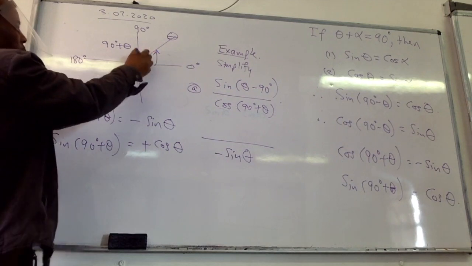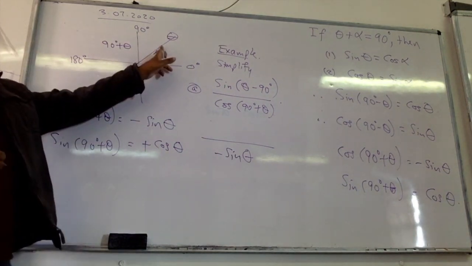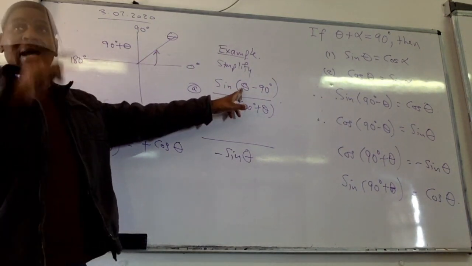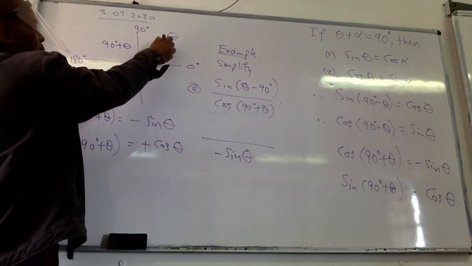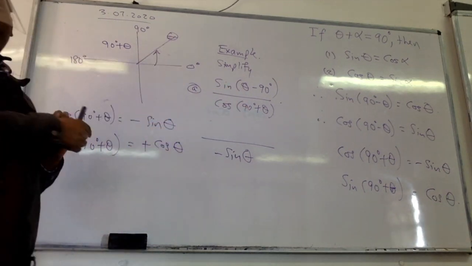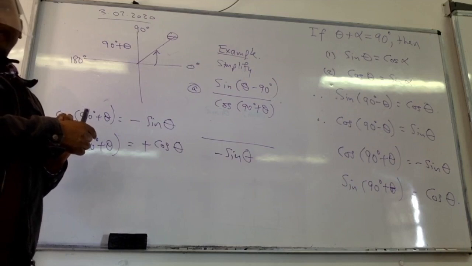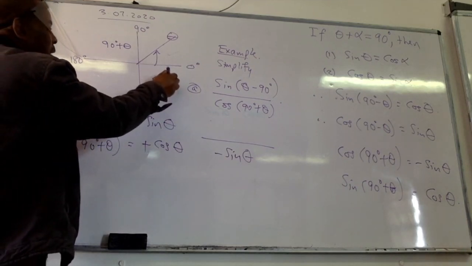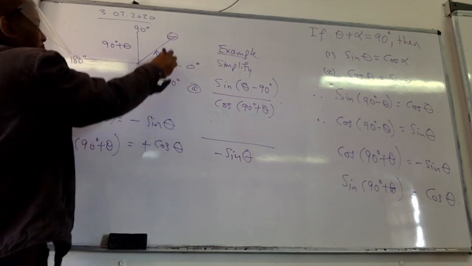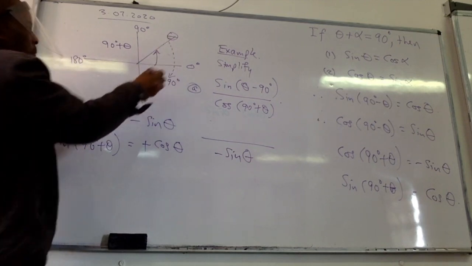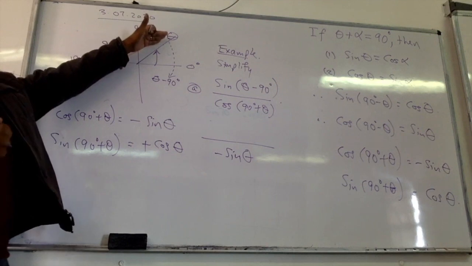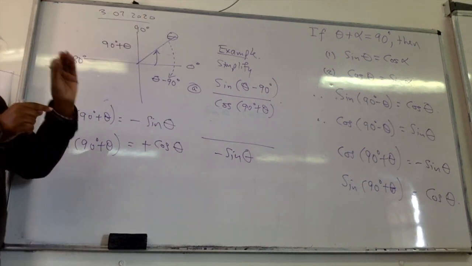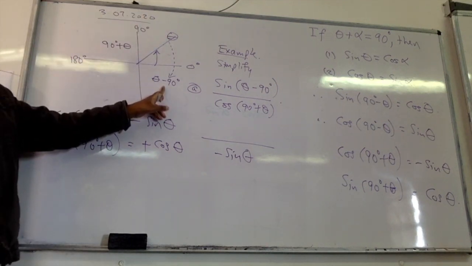Okay, that's fine. So theta is in the first quadrant, and this says theta minus 90. So I'm starting from theta and I'm subtracting 90. Where will I end? Is it clear that theta minus 90 will end us here? I'm starting where theta is and I'm going minus 90, so I'll end up in the fourth quadrant.